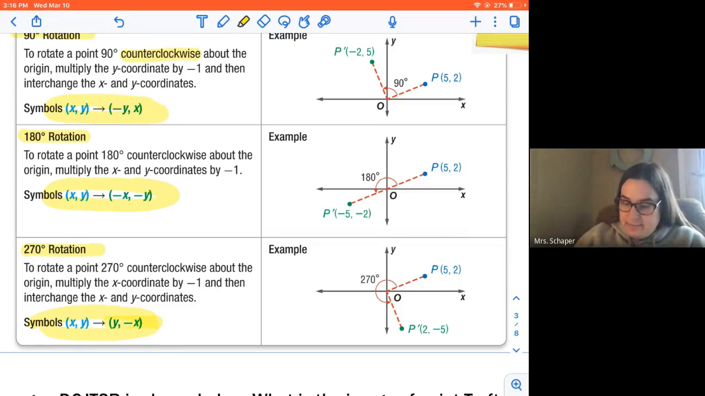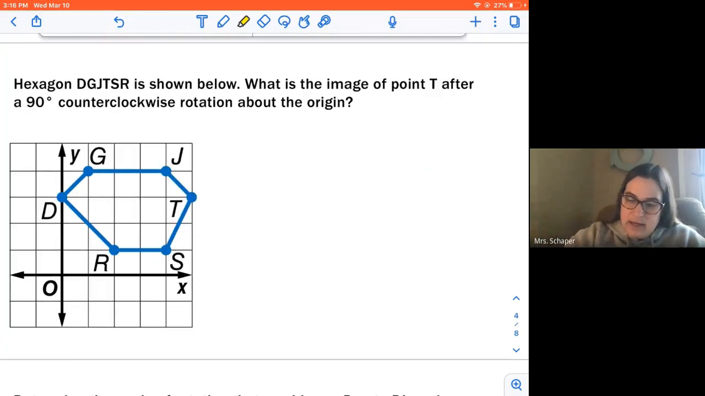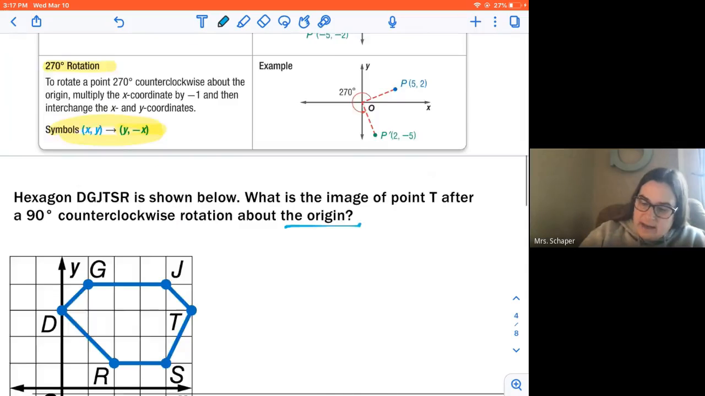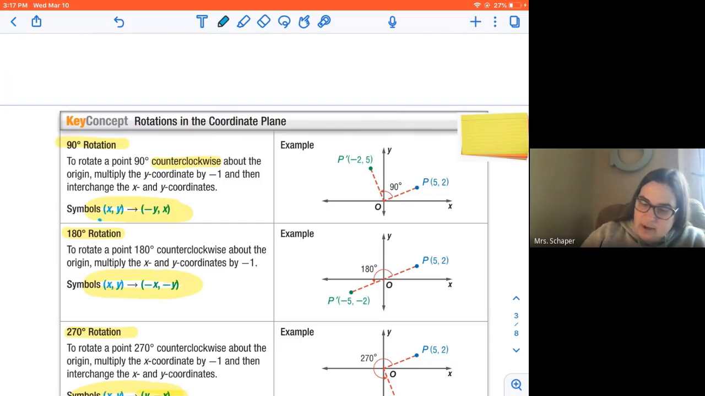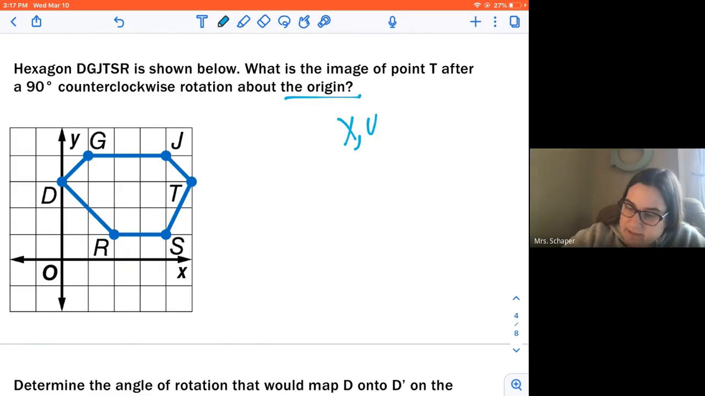So that's what we're working on. Here we go. A hexagon is shown below. What is the image of the point T after 90 degrees counterclockwise about the origin? Thank goodness it's the origin. So go back here, 90-degree rotation counterclockwise. It's from (x, y) to (opposite y, x). I'm going to write that down because I don't want to make any mistakes. And if I make a mistake, well, I'm human.